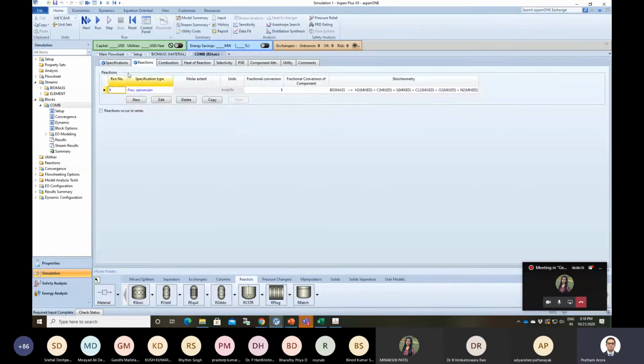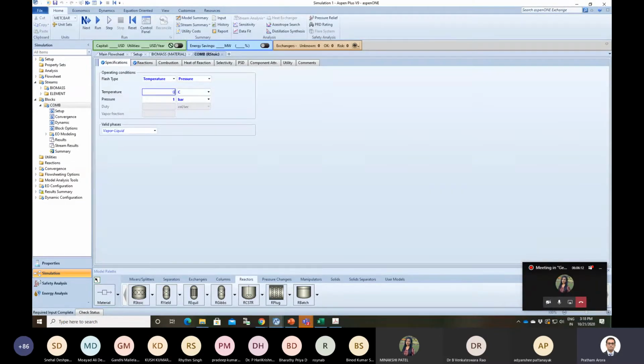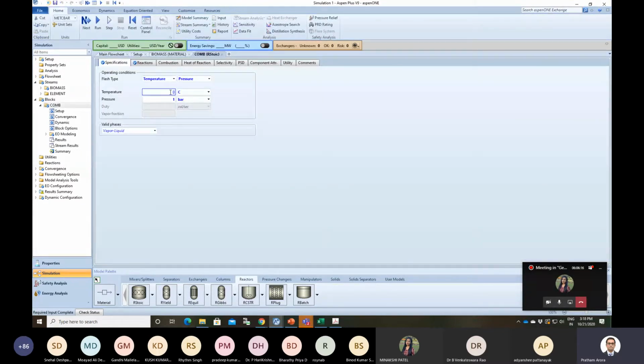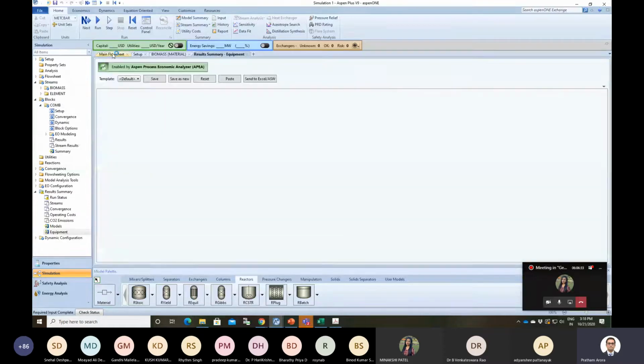The same thing happens if I don't give the temperature here. Given no temperature, it says required input incomplete, which means I need to put in some parameters which have not been provided, which is the temperature in this case. Once I have this, it will give me required input complete. Okay, so sorry for this.